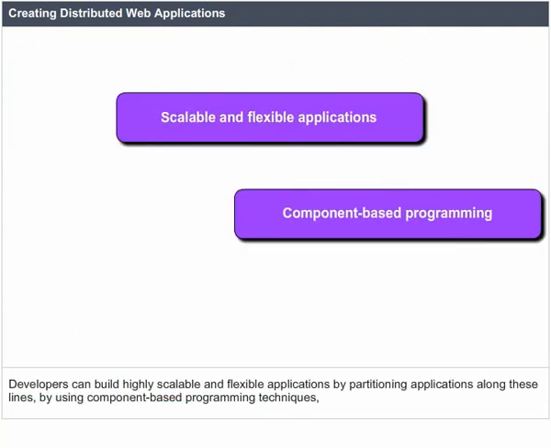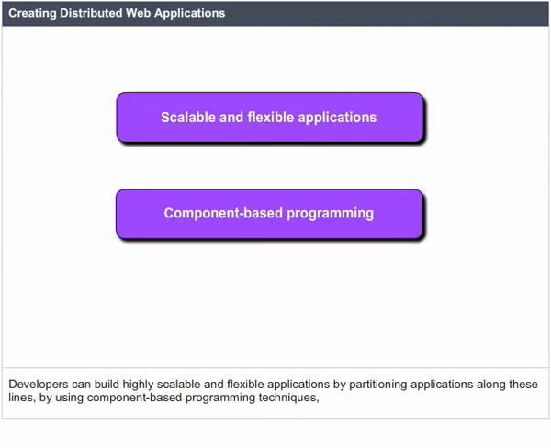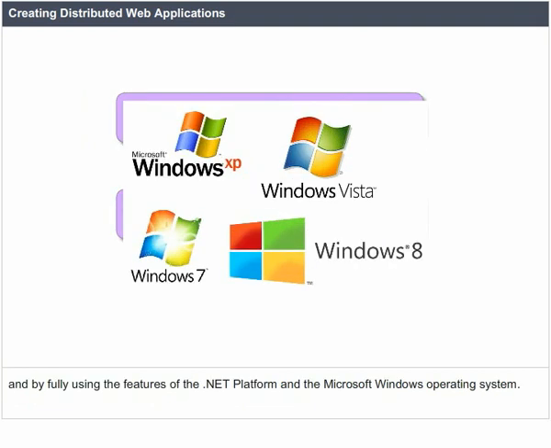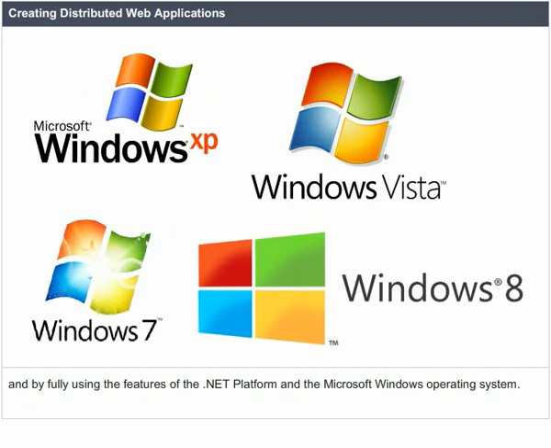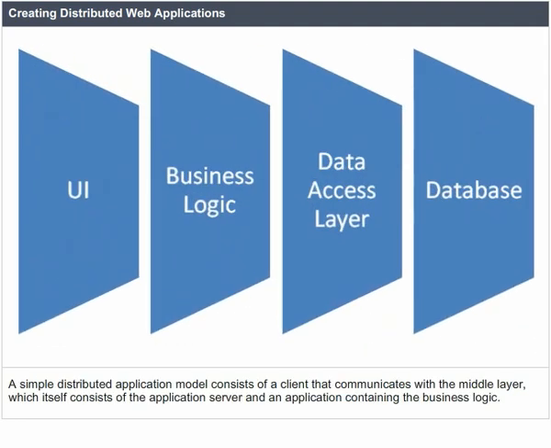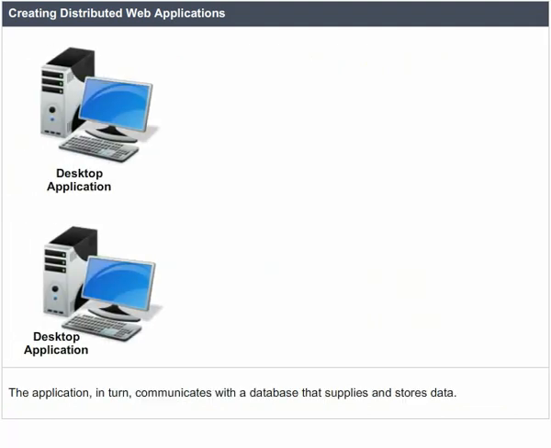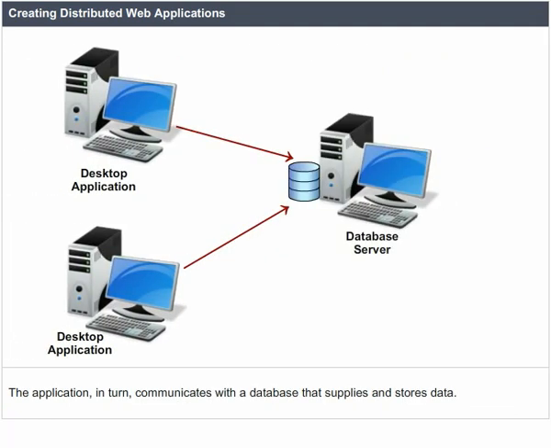Developers can build highly scalable and flexible applications by partitioning applications along these lines, by using component-based programming techniques, and by fully using the features of the .NET platform and the Microsoft Windows operating system. A simple distributed application model consists of a client that communicates with the middle layer, which itself consists of the application server and an application containing the business logic. The application, in turn, communicates with the database that supplies and stores data.